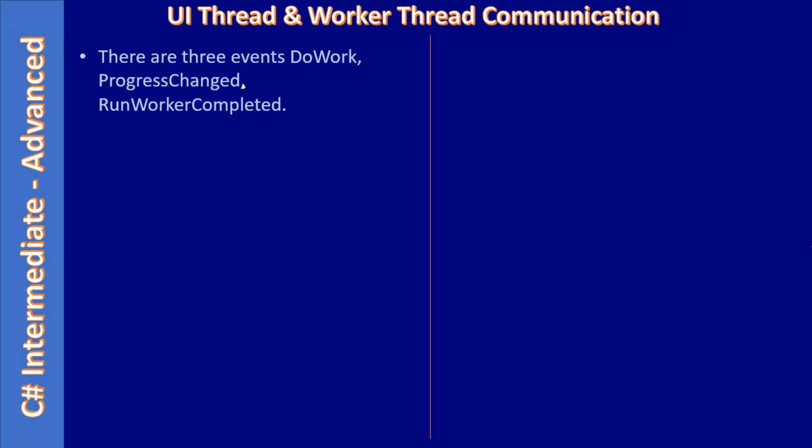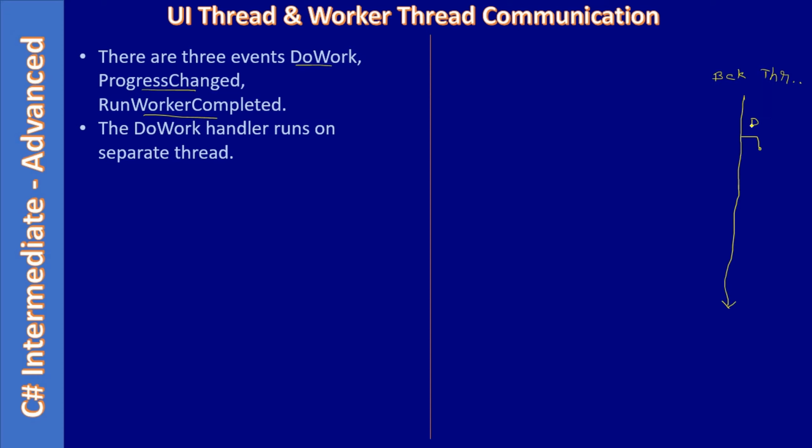So just to recap, there are three events: DoWork, ProgressChanged, and RunWorkerCompleted. These three events are supported by the background worker component. The DoWork handler runs on a separate thread. So this is the DoWork handler, and it will be running in a background thread like this.